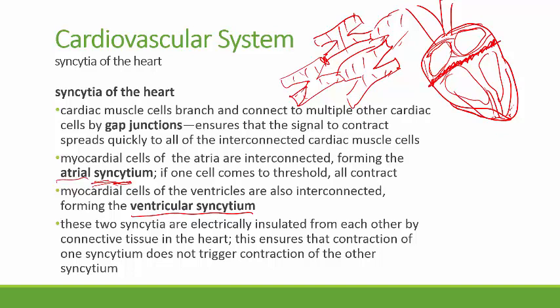But there's this blockage here, this firewall you can think of it as, in between the atria and the ventricles that ensures that just because the atria contract, we don't see a corresponding spread of contraction throughout the ventricles. So the atria and the ventricles can contract without causing the other chambers to contract. Hope that makes sense.